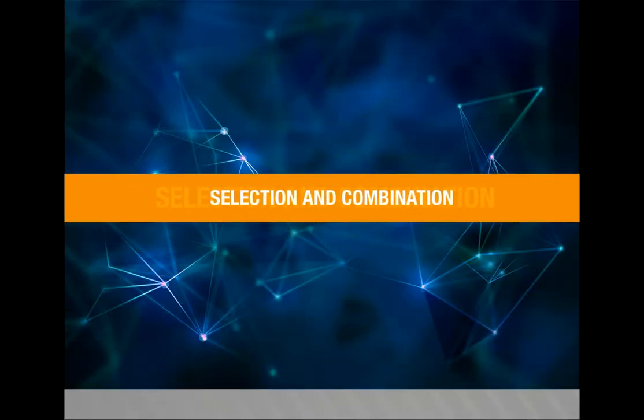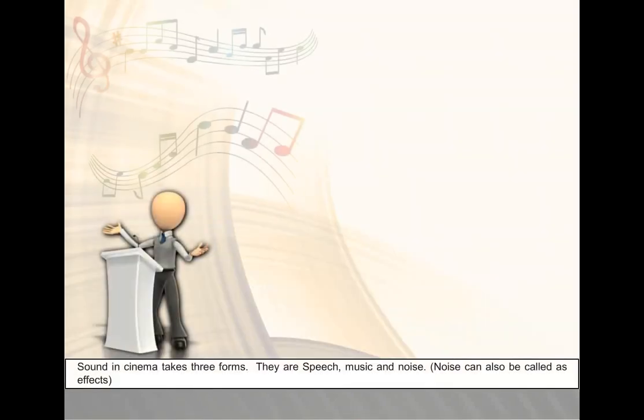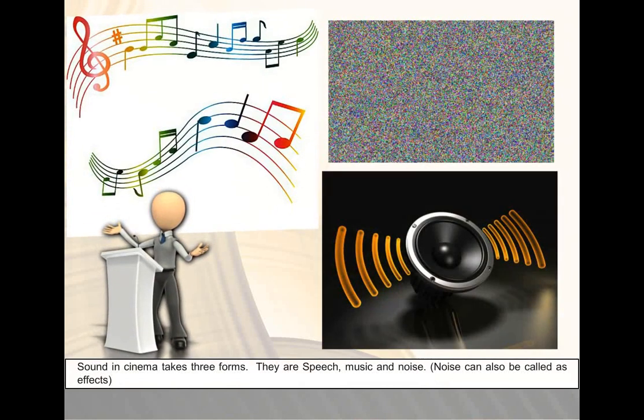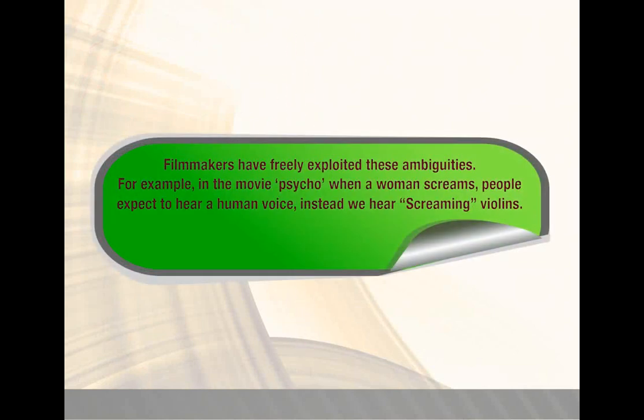Selection and combination. In this video, we are going to see about selection and combination. Sound in cinema takes three forms. They are speech, music, and noise. Noise can also be called sound effects. Filmmakers have freely exploited these ambiguities. For example, in the movie Psycho, when a woman screams, people expect to hear a human voice. Instead, we hear screaming violins.